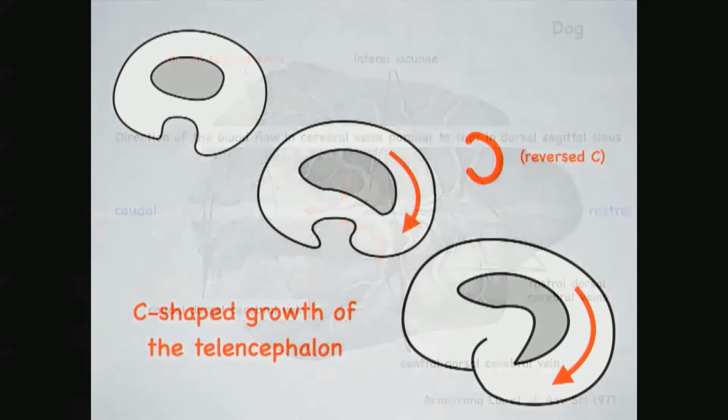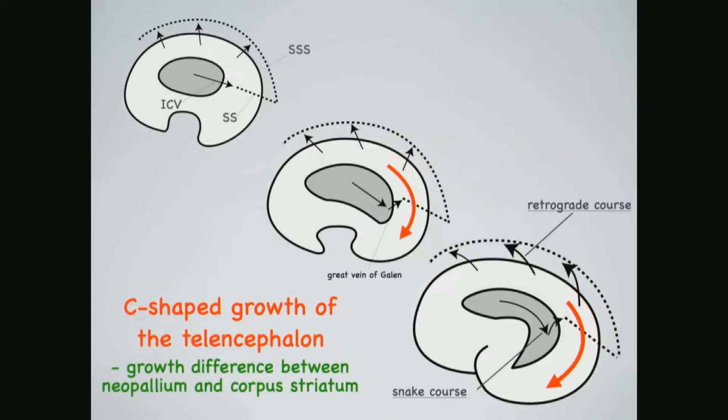This is caused because in humans, rapidly enlarging occipital and temporal lobes cause some distortion of the cerebrum. So initially, the cortical veins were perpendicular to the superior sinus, and the ICV and the straight sinus were running in a straight fashion. But due to this rapid growth of the telencephalic balloon, the cortical veins show a retrograde course, and in the deep venous system, the vein of Galen or internal cerebral vein shows a snake course.